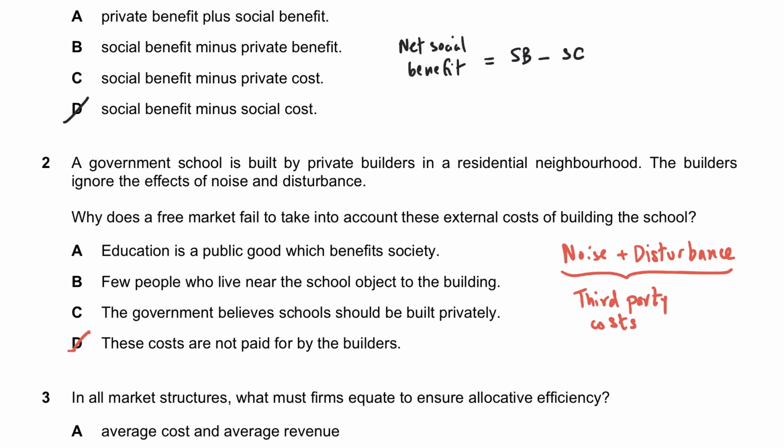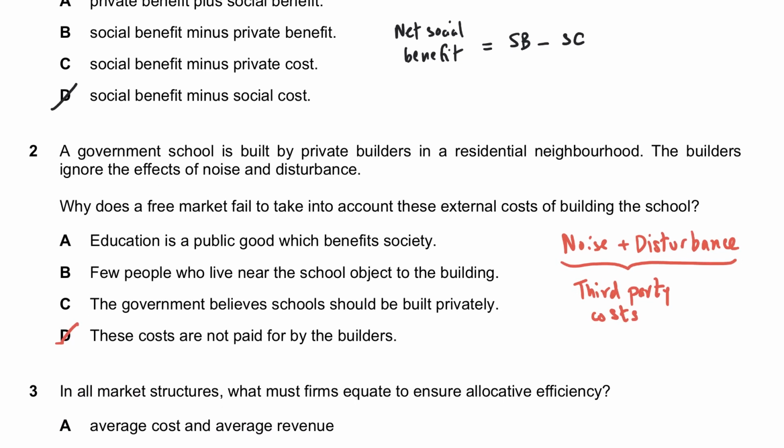In the second question, this says the government school is built by private builders in a residential neighborhood. The builders ignore the effects of noise and disturbance. Why does a free market fail to take into account these external costs of building the school? And basically the answer is D, because these costs are not paid by the builders. These are external costs or negative externality, which is borne by a third party, but it is not paid by the parties which are causing this transaction to happen. So that's why a builder will ignore these third party costs, and that's why these are the costs which are not paid by the builders.